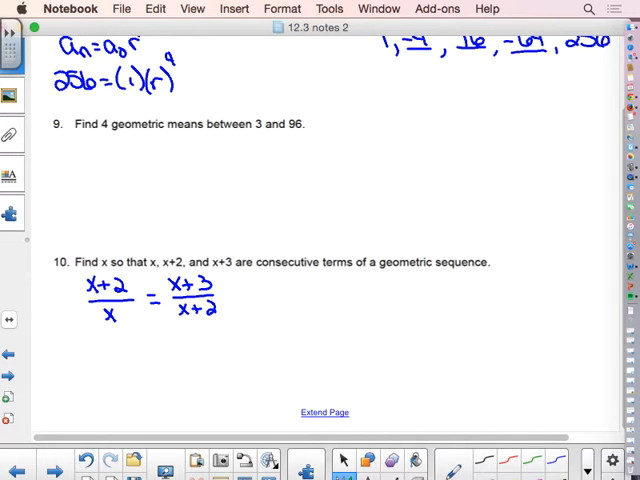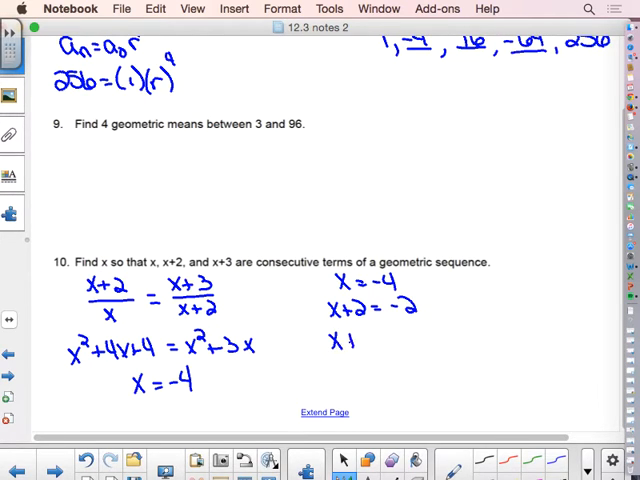So here I will get x squared plus 4x plus 4. Here I will get x squared plus 3x. When I solve this, this will leave me with x is equal to negative 4. So now, when I look at this, x is equal to negative 4, x plus 2 is equal to negative 2, and x plus 3 is equal to negative 1.